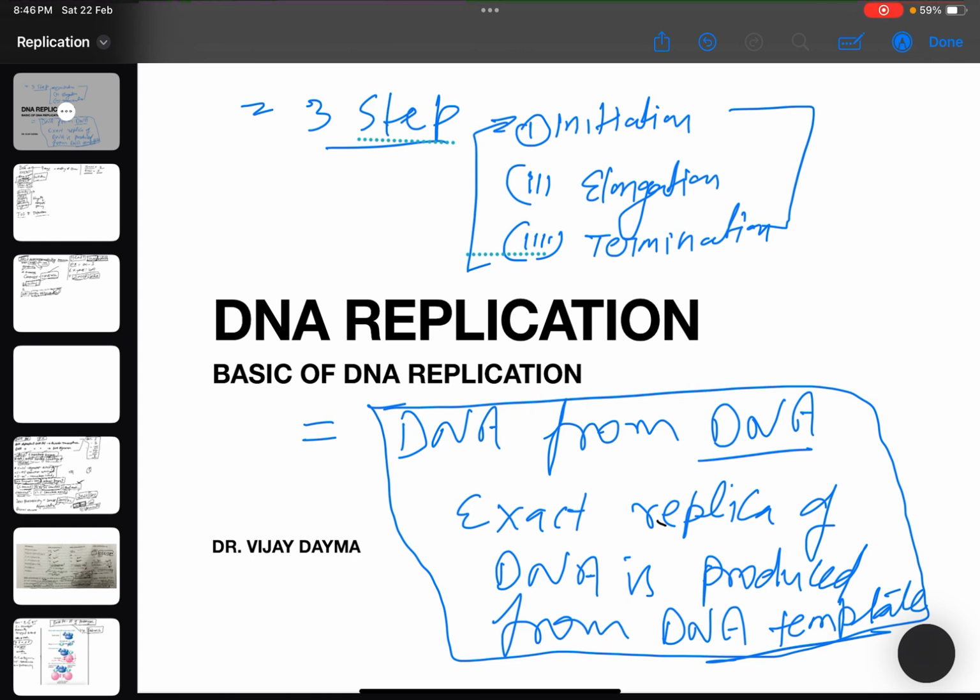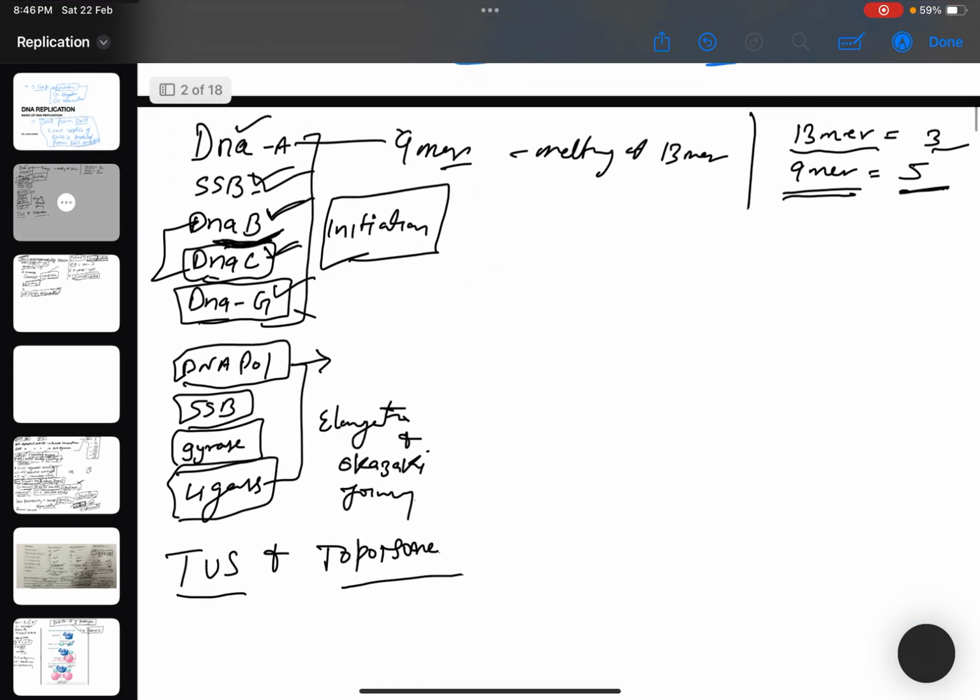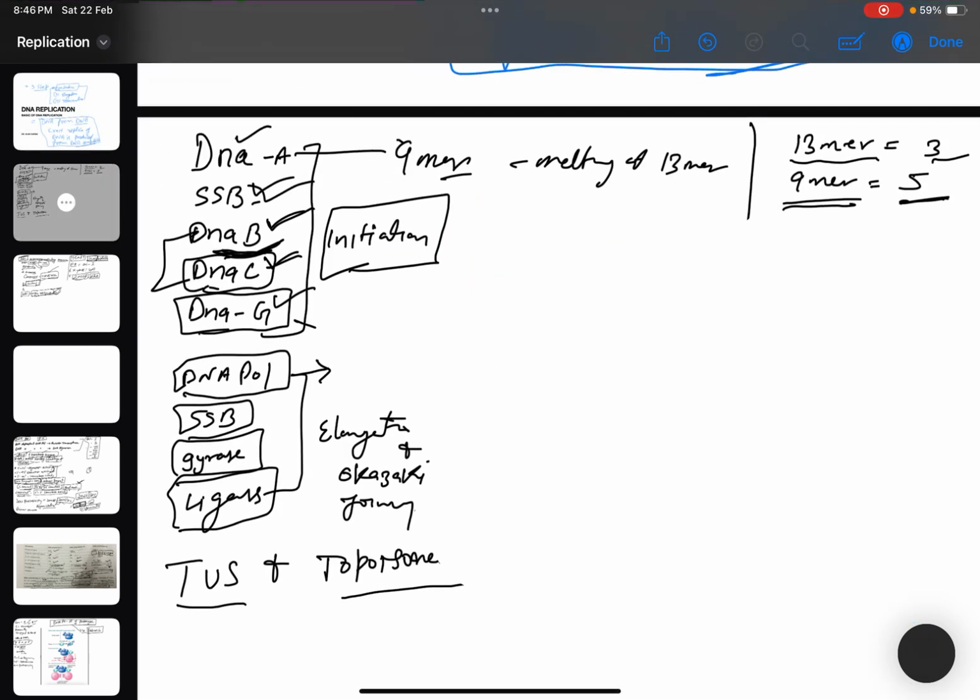First we will discuss the initiation of DNA replication. It is a very typical process. It is not as easy as it looks. We already discussed this, but again I will revise. There is a requirement of proteins for DNA replication: DNA A, SSB, DNA B, DNA C, DNA G, DNA polymerase enzymes, etc. Let us discuss.